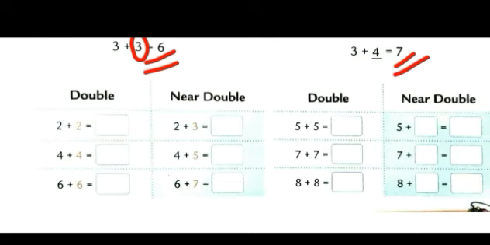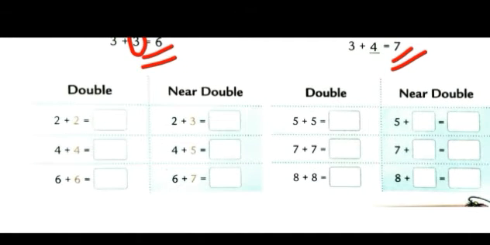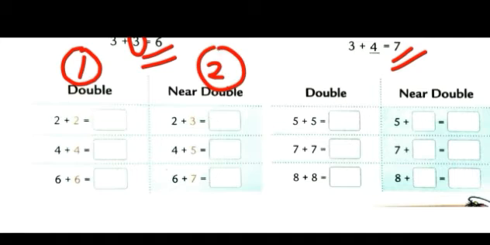So scholars, now we will see this exercise given here. In the first column, we need to write the double, and in the second column, we need to write the near to double. So let's see the first number, 2. So what is the double of 2? You need to just add the same number again, like 2 plus 2. So students, count on your fingertips. 2 plus 2 is 4.